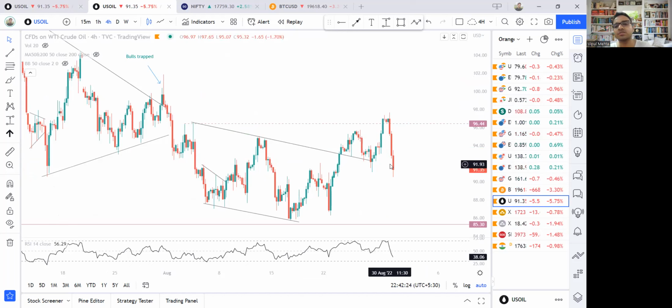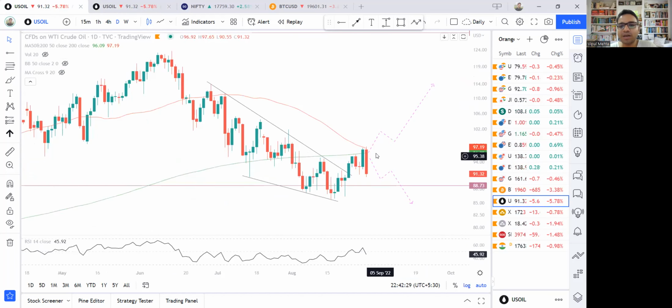So now the question is, what next? Once this cross happens, we'll get to know. This fall has happened, but if we get some kind of retracement, it can be an interesting selling opportunity for the price to go further back down towards 85 and so on, all those levels.